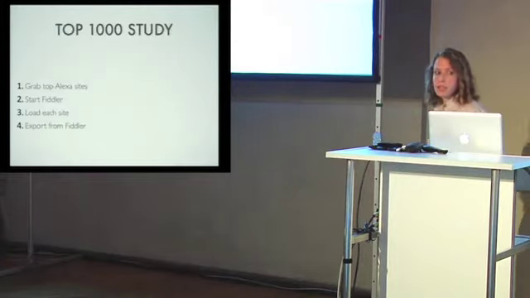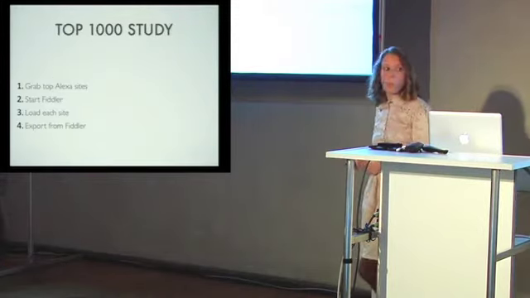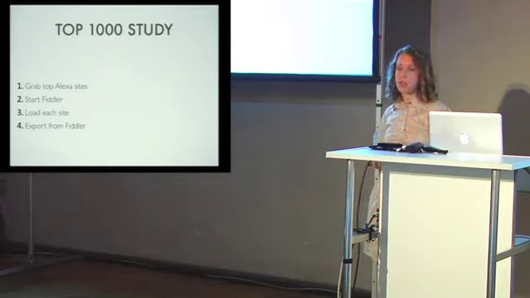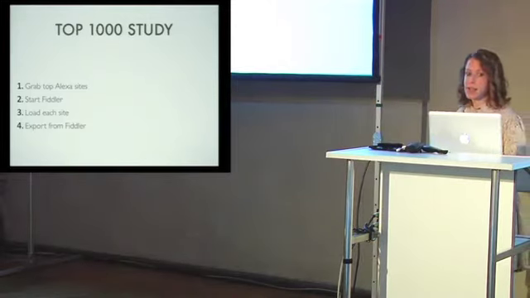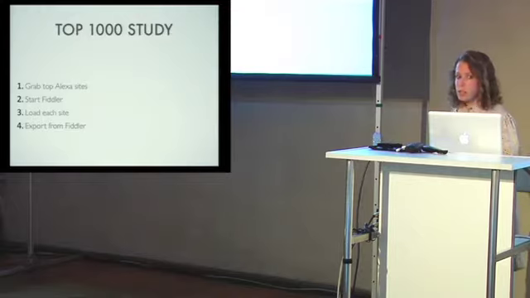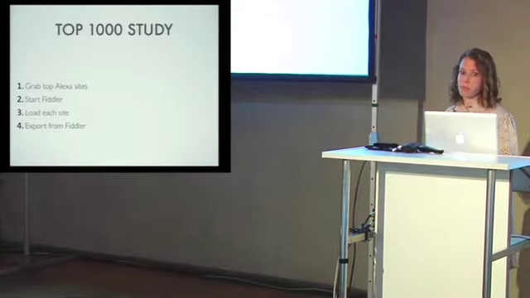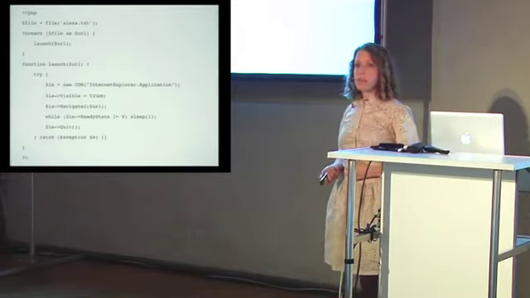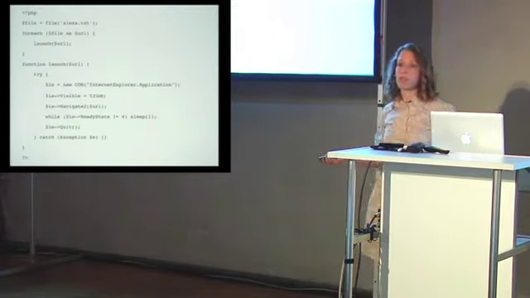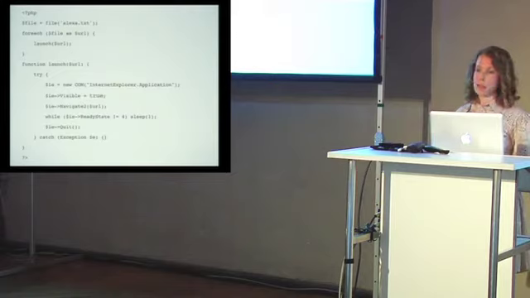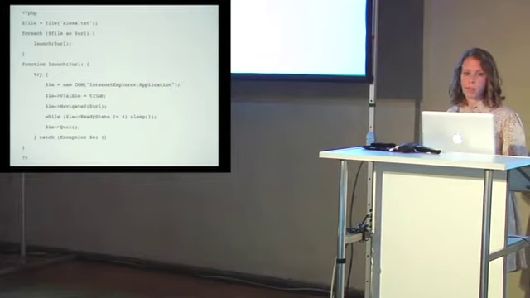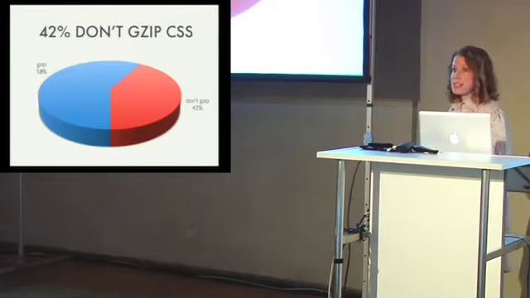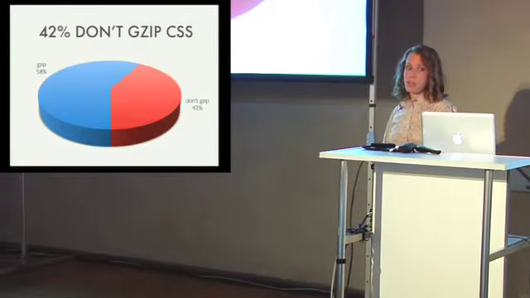So the first thing is for the Alexa Top 1000, we basically grabbed each one of the Alexa sites, started Fiddler, loaded each site, and then exported the results from Fiddler. Stoyan has published the PHP that we use to do that, so if you're interested in running your own test, you can feel free to grab that and use it. It's available as well on my slides. What we found is that 42% aren't even gzipping.